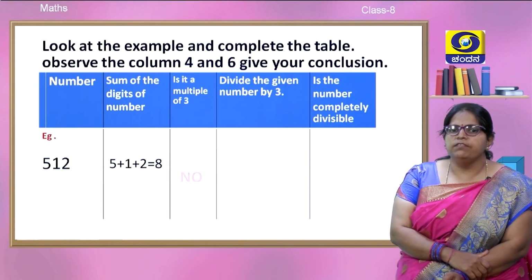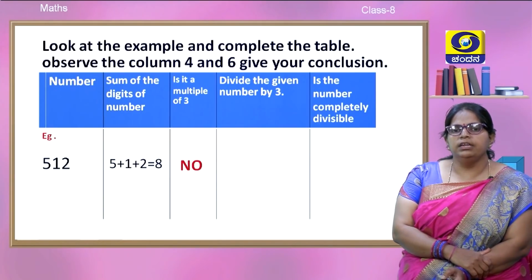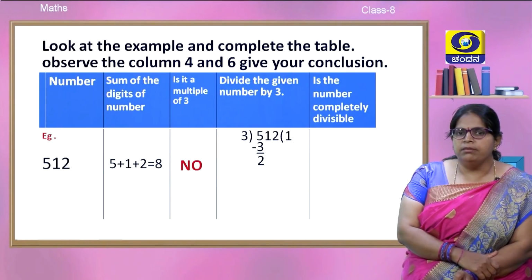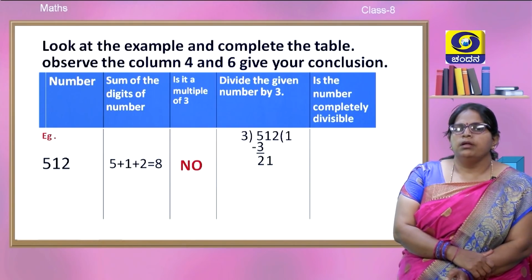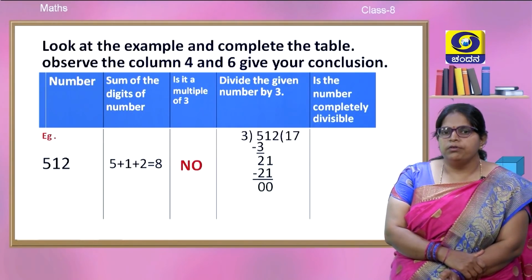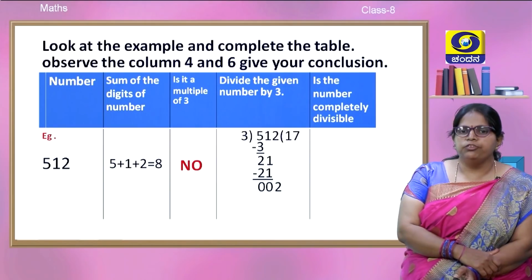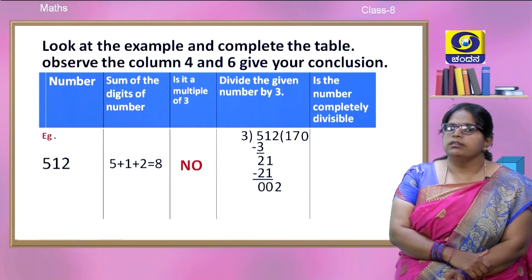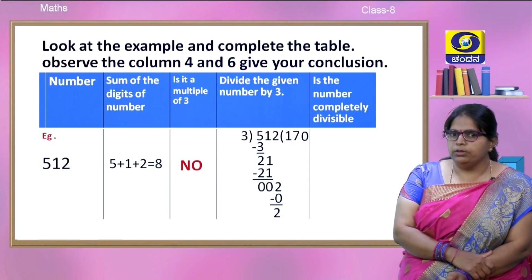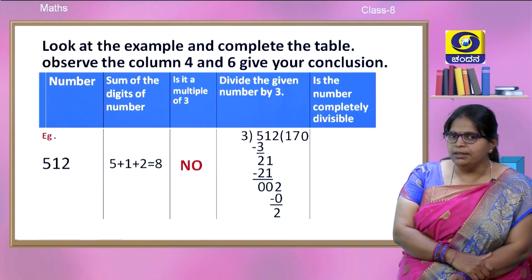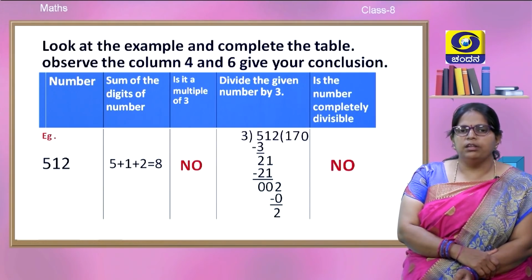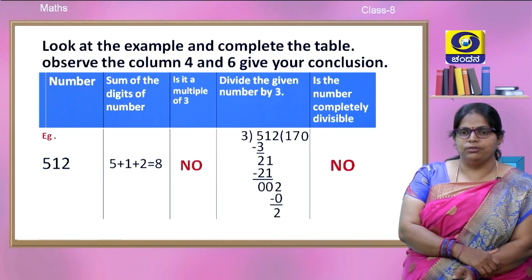Now, divide the given number by 3. 3 ones are 3, 2 remain, bring 1 down. Now, 3 sevens are 21, therefore, 0 will remain, bring 2 down. 3 zeros are 0, therefore, the remainder is 2. Do you think the number is divisible by 3? No, the number is not divisible by 3. Similarly, complete the table and give the conclusion.